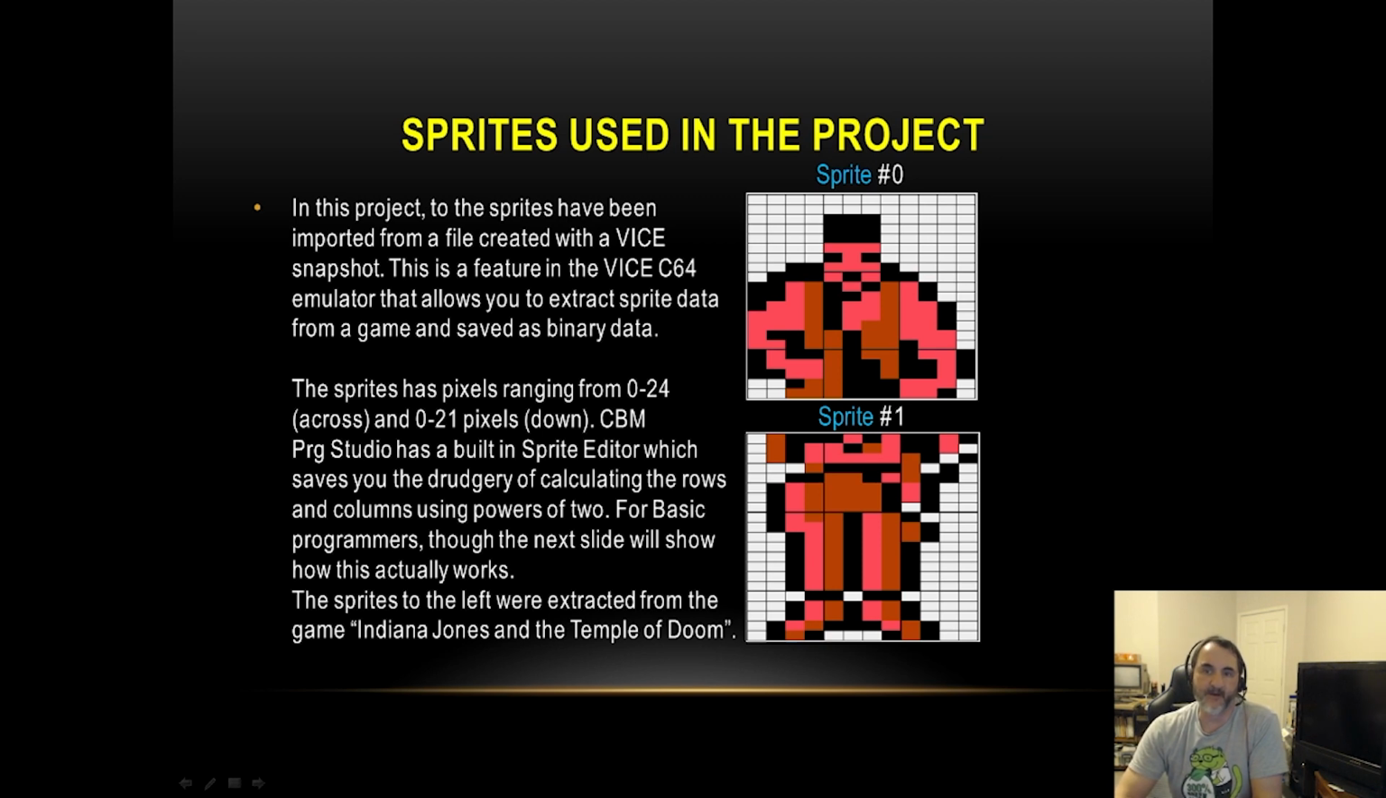Sprites used in the project. In this project, the sprites have been imported from a file created with the VICE snapshot. This is a feature in the VICE C64 emulator that allows you to extract sprite data from a game and save it as binary data. The sprites have pixels ranging from 0 to 24 across and 0 to 21 pixels down. CBM PRG Studio has a built-in sprite editor which saves you the drudgery of calculating the rows and columns using powers of 2. For BASIC programmers, though, the next slide will show how this actually works.